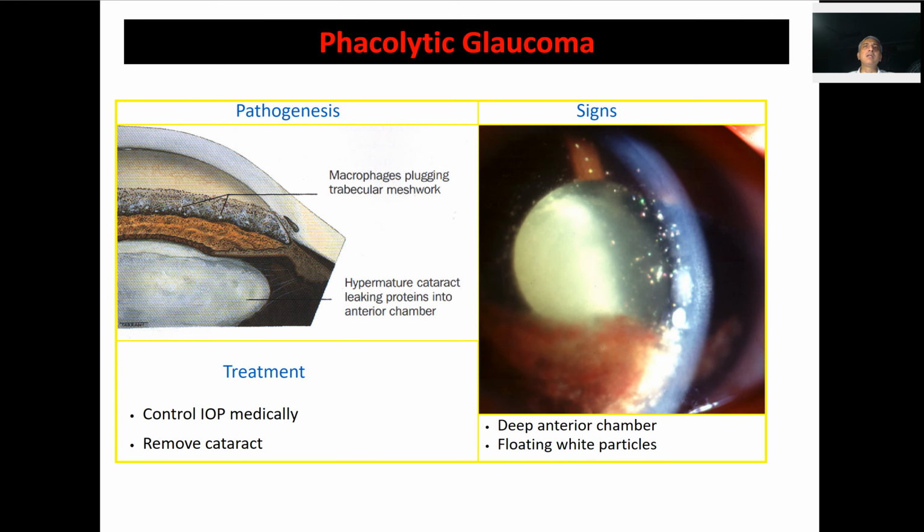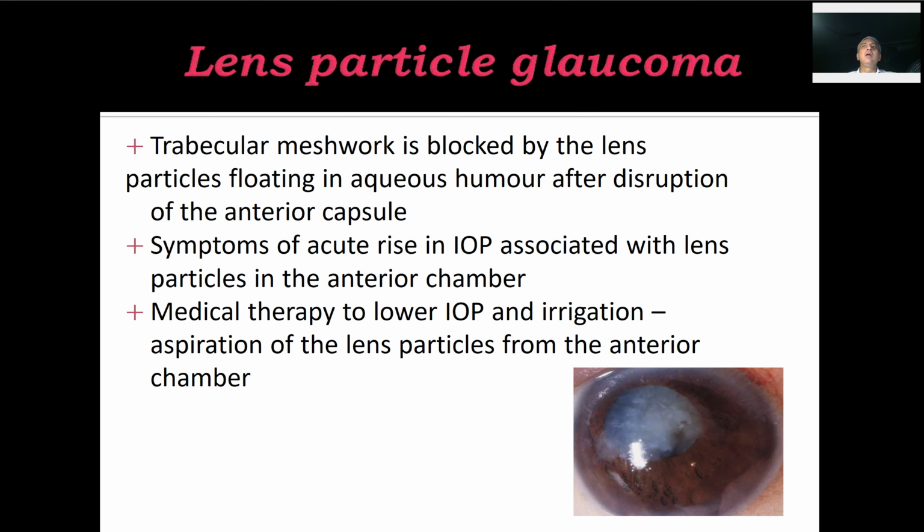Here you can see the phacolytic glaucoma. The macrophages are seen plugging the trabecular meshwork. There is the hypermature cataract with leaking proteins in the anterior chamber. The important thing is the capsule remains intact in these patients, and sometimes these patients even also have a Morgagnian type of cataract. And you see those white particles lining the posterior surface of the endothelium. And the treatment is, as we've already discussed.